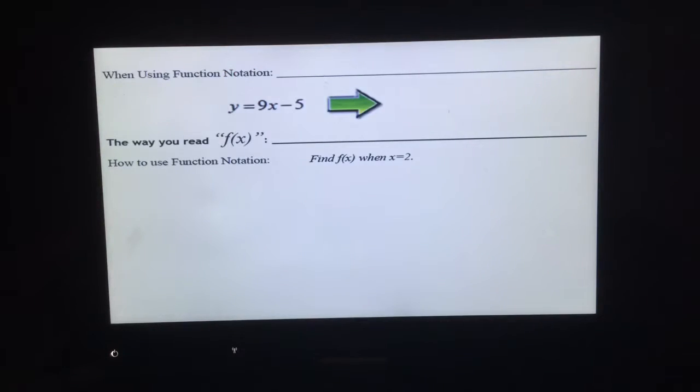All right, so now we're going to deal with function notation. Function notation is really easy because all you're really doing is replacing y with f parentheses x parentheses. Okay, now what do I mean by that?